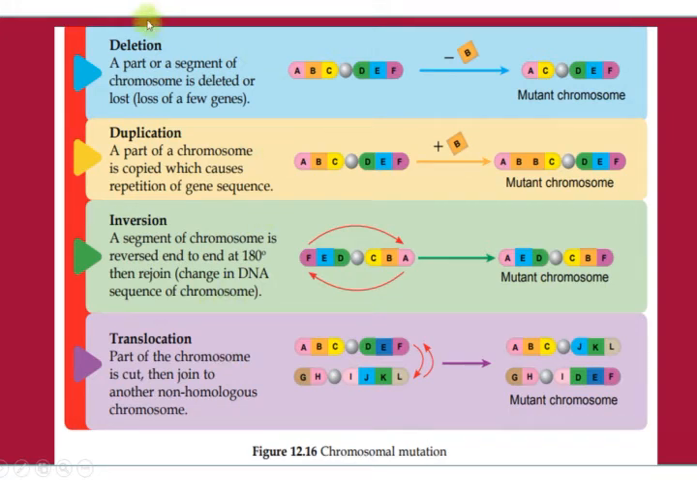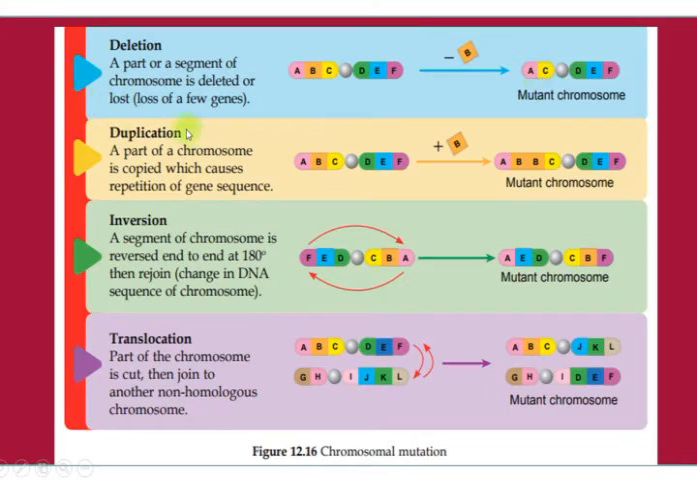So what happened in the deletion? In the deletion, a part or a segment of the chromosome is deleted or lost, so it means lost a few genes. The original chromosome, as we can look here, has six segments: A, B, C, D, E, F. When the mutation occurs, the segment B is deleted here, and it will produce a mutant chromosome with no B segment. That is the deletion.